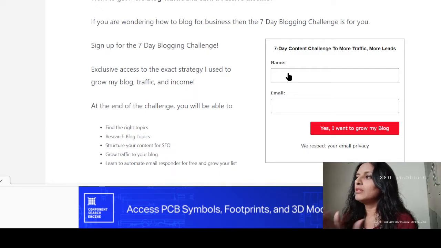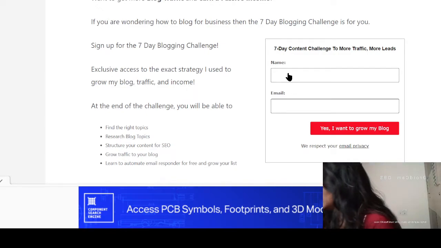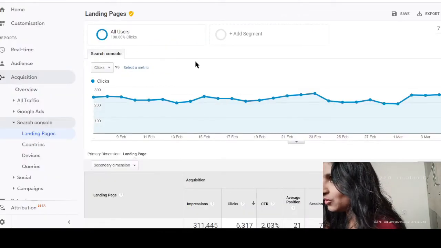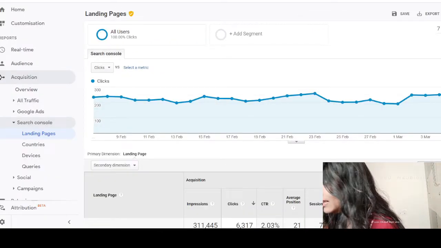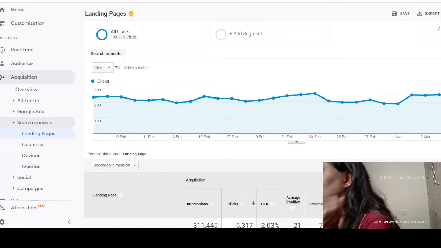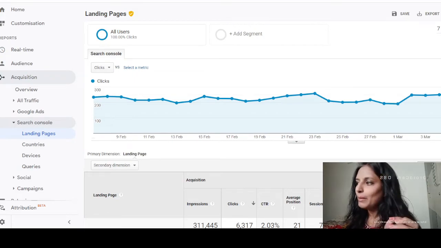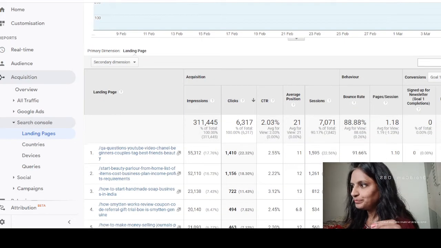Now, how do you check all this data? What do you do with this data? Let's take a look. Okay, so you can go to your Google Analytics and first of all look at your landing pages. So what do the landing pages let you know? Landing pages will let you know what are your top places where people are coming.